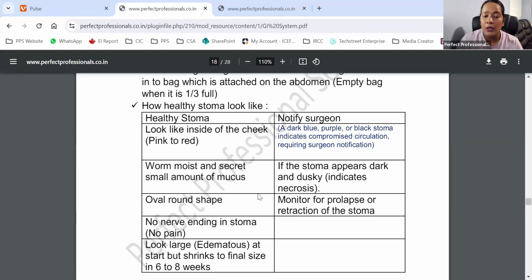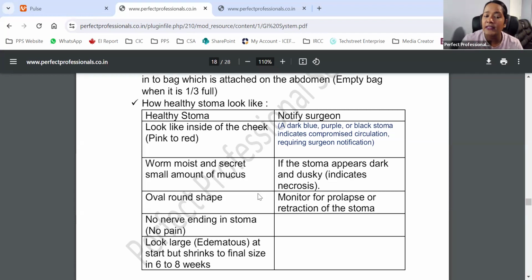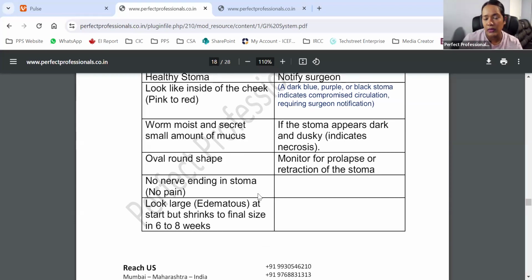Okay. It looks large and edematous at the start of the stoma. Where the surgery was done, it will look quite edematous. But it will go down to its final size in 6 to 8 weeks time. By 8 weeks the size will reduce. Okay, that will be the final size.